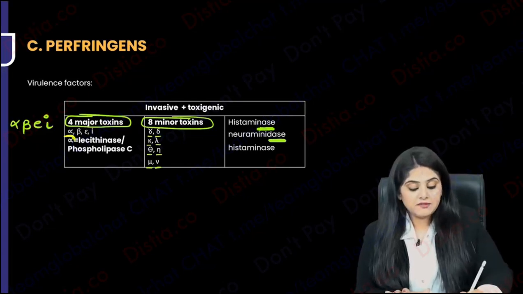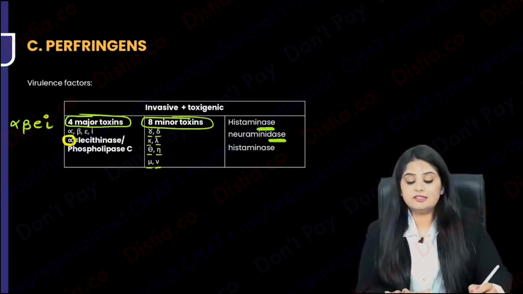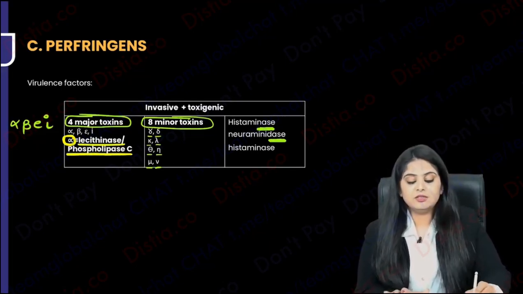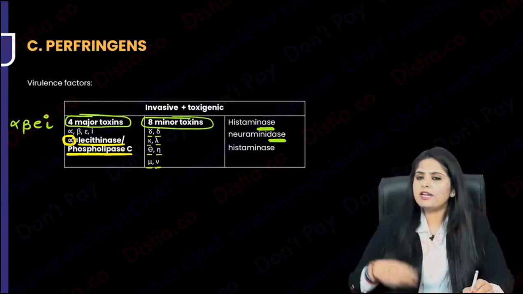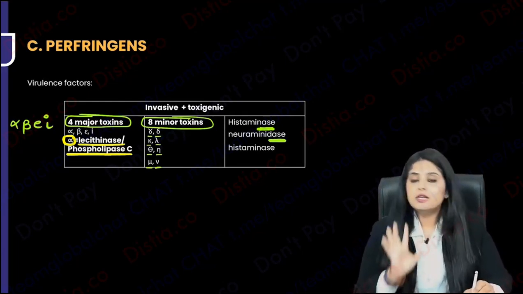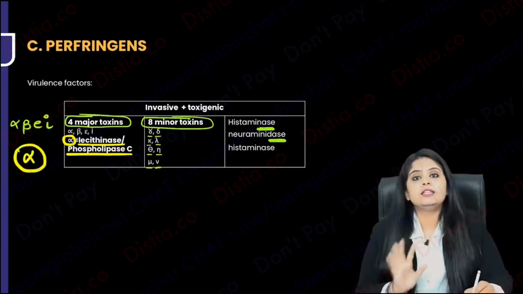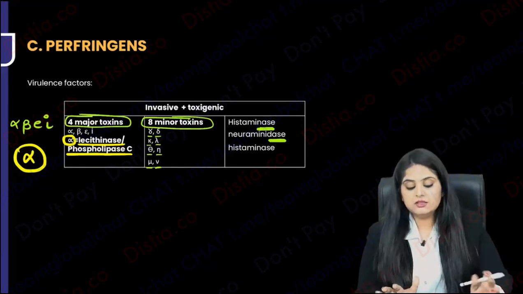is alpha. Alpha is going to have a lot of properties. Alpha is also known as lecithinase and phospholipase C. So, where will this lecithinase be used? That you will come to know in 10 minutes. Okay? But just remember that the major alpha one is going to have a lecithinase activity. These are the virulence factors.